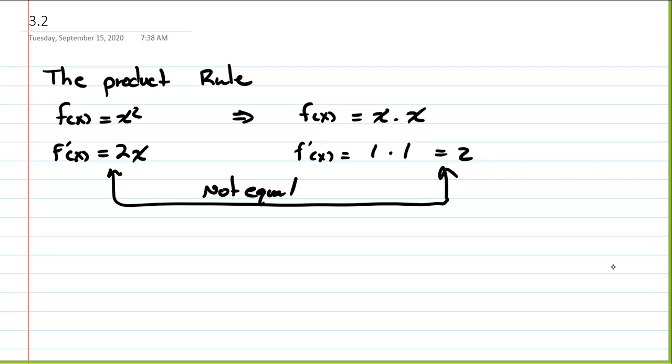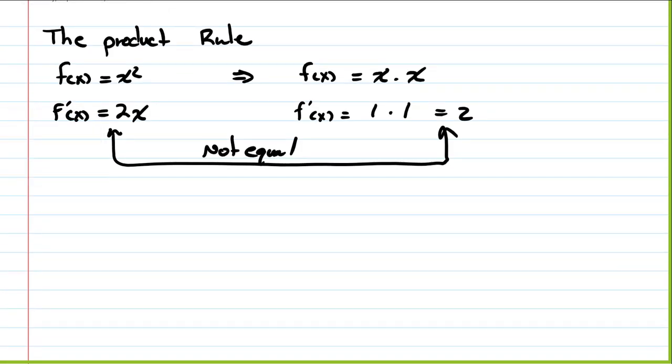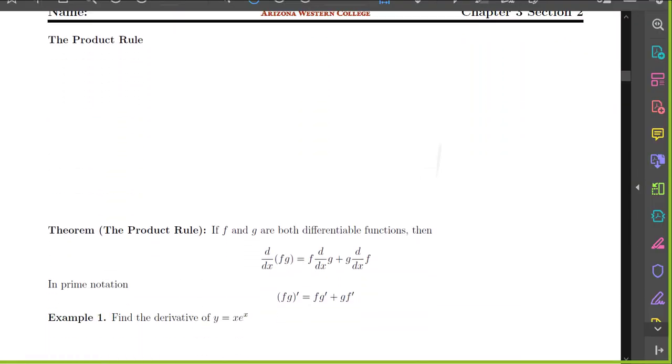So what does that tell us then? This says that the derivative of the product is not the product of the derivatives. For addition and subtraction, we could just do them separately and get the correct answer and then add and subtract at the end. With multiplication, that is not true. Hence, we need a new theorem or a new rule named the product rule. So the product rule states the following.